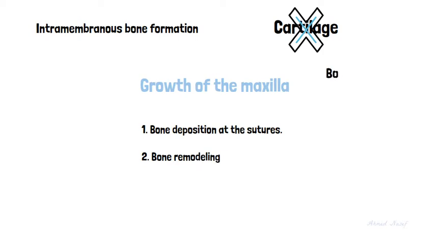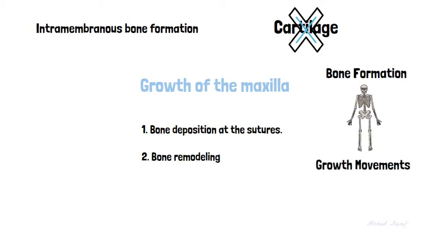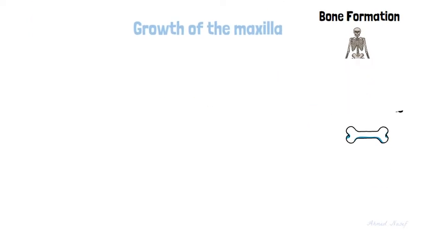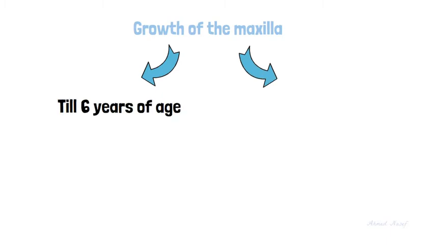It's very important to note the difference between methods of bone formation, which means how the bone itself is formed, and the growth movements, which is how the bone moves and responds as a result of growth. So they are two different concepts. In general, the growth of the maxilla can be divided into two stages. The first stage is up to 6 years of age, and the second stage is after 6 years of age. And we will understand why it is staged this way.